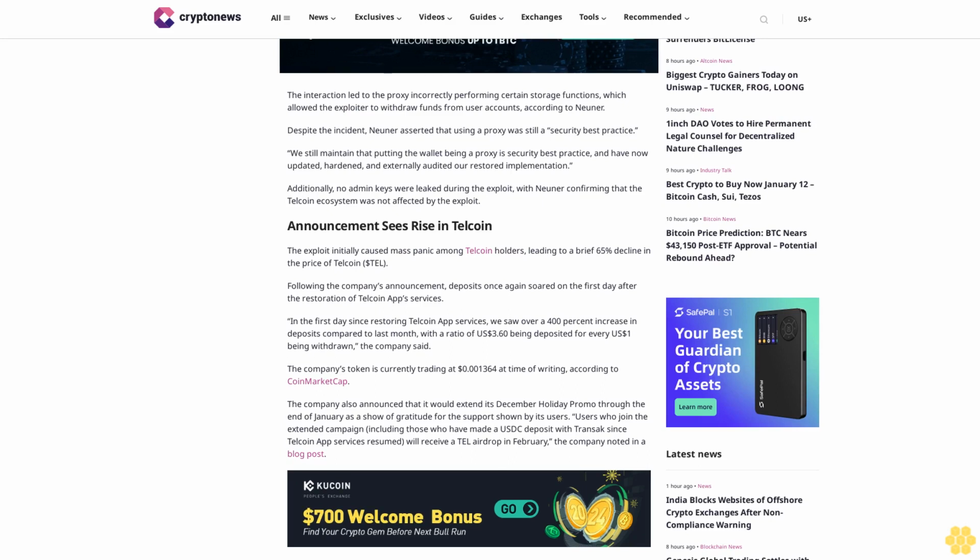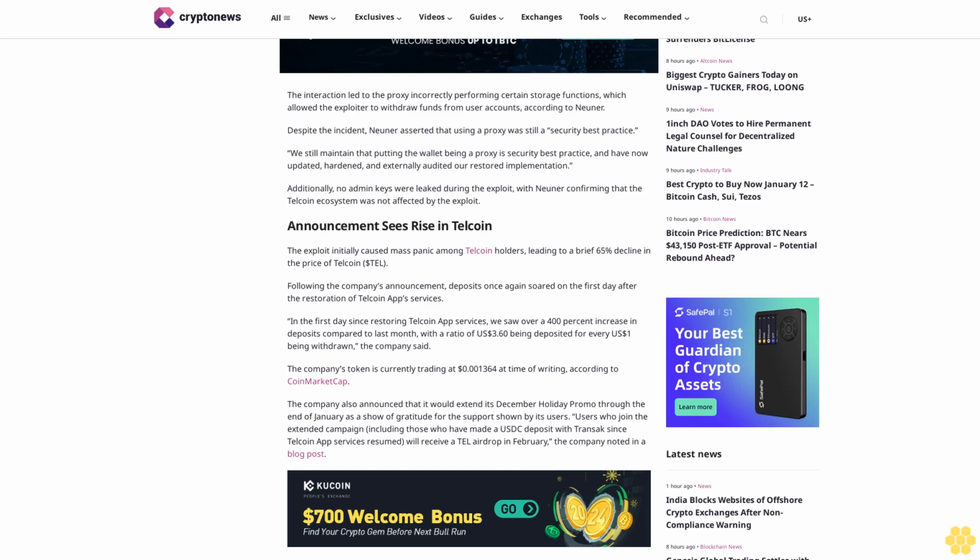"We still maintain that putting the wallet behind a proxy is security best practice and have now updated, hardened, and externally audited our restored implementation." Additionally, no admin keys were leaked during the exploit, with Neuner confirming that the Telcoin ecosystem was not affected by the exploit. Announcement sees rise in Telcoin.